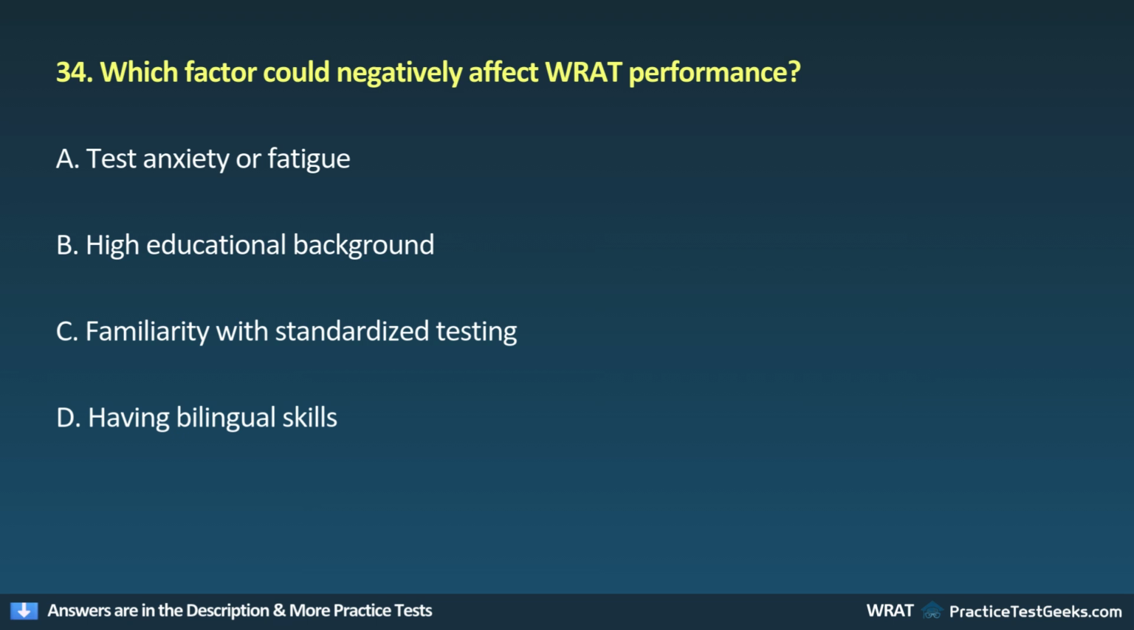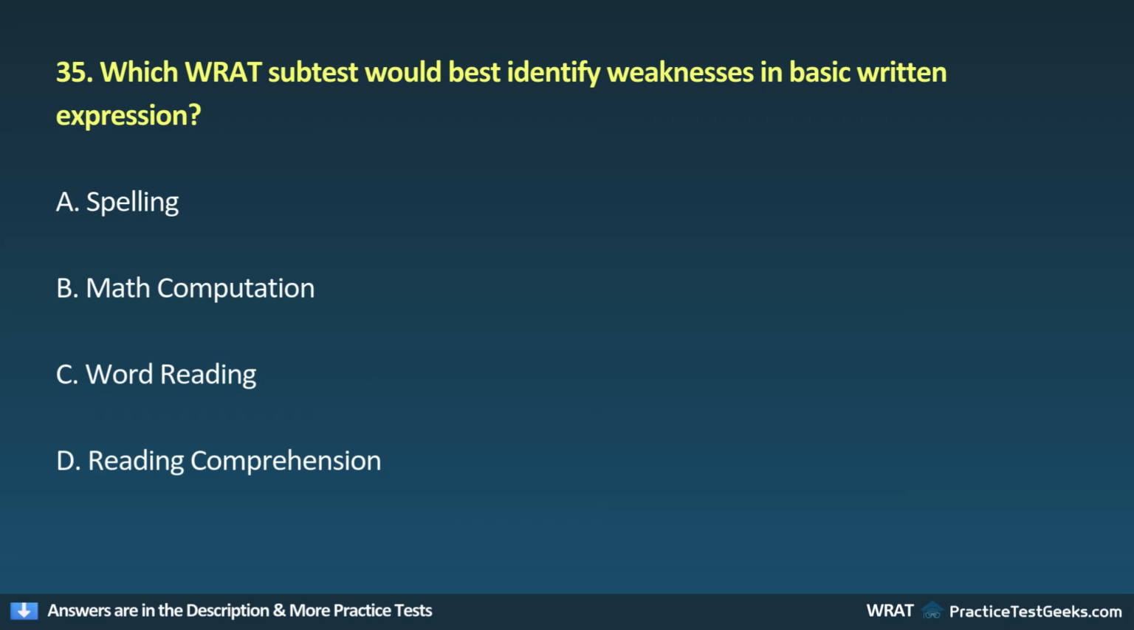34. Which factor could negatively affect WRAT performance? A. Test anxiety or fatigue. B. High educational background. C. Familiarity with standardized testing. D. Having bilingual skills.